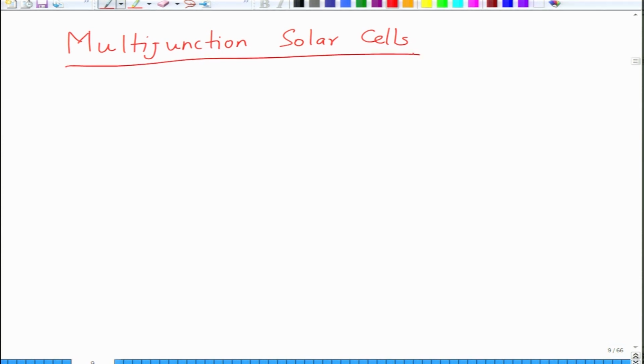Before we go to Gen 3 technologies. Multi-junction is something which basically takes care of multiple band gaps within a structure, so that you can harness from long to medium to short wavelengths altogether, thereby increasing the performance of the solar cell.